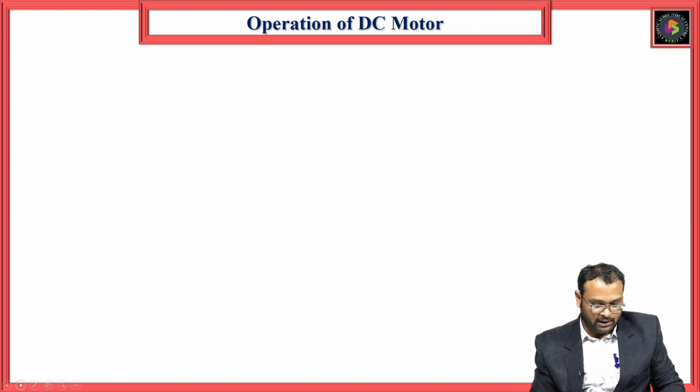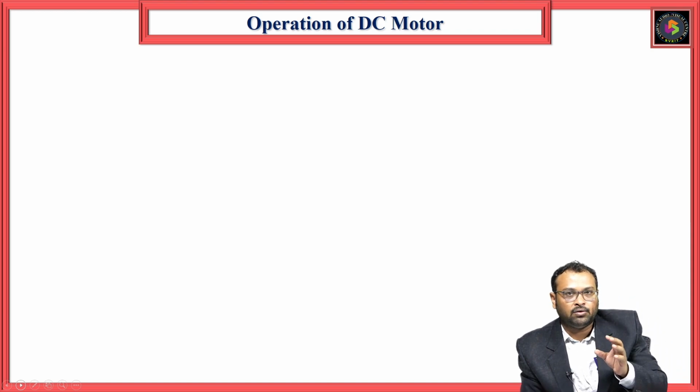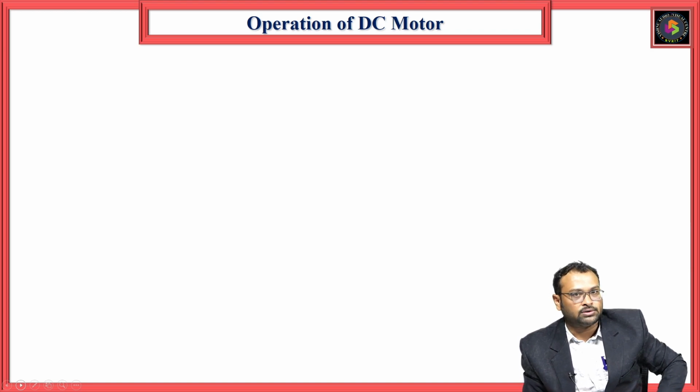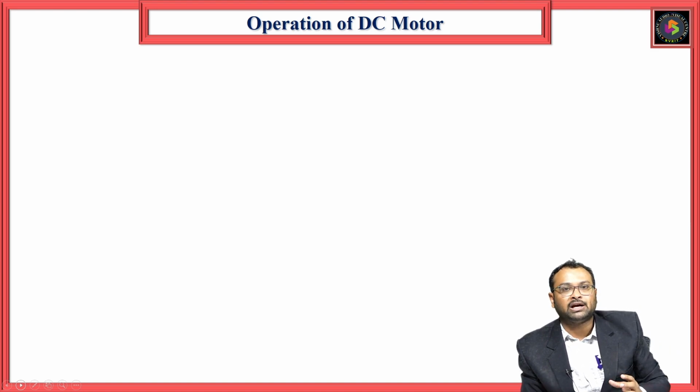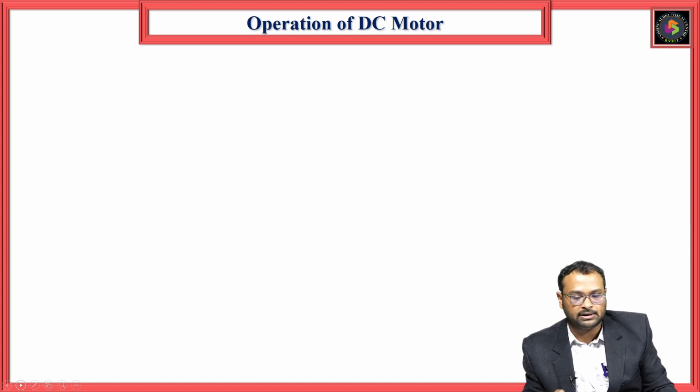So up to now, we have considered the principle of motor action. When a current carrying conductor is kept in a magnetic field, it will experience a force. Now we are going to check what is happening in a DC motor. What is the operation of a DC motor?